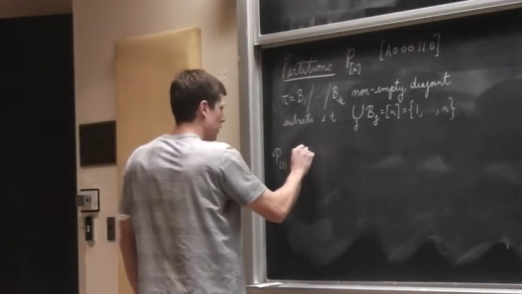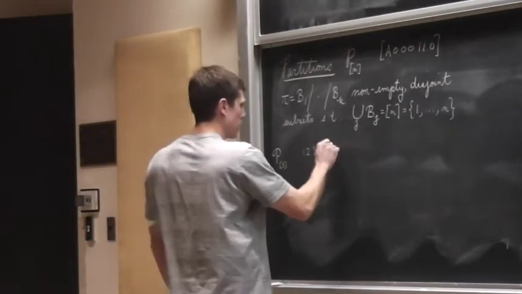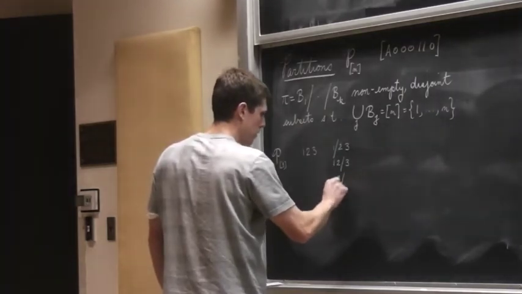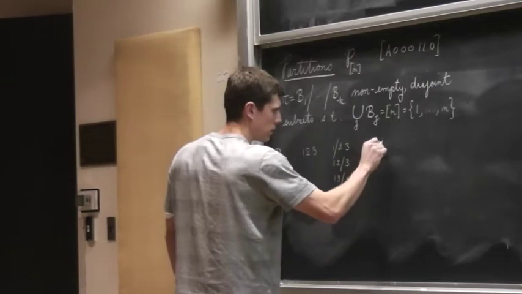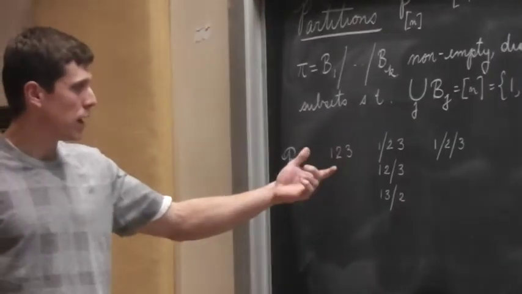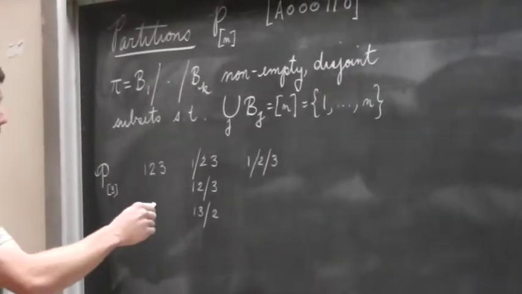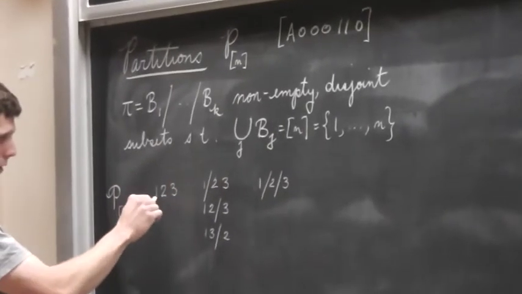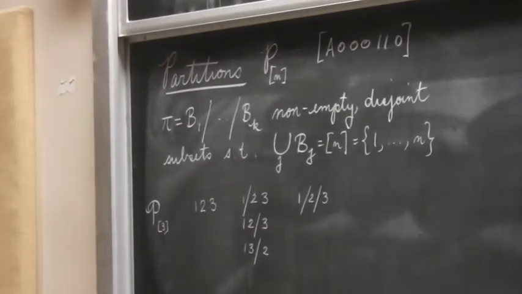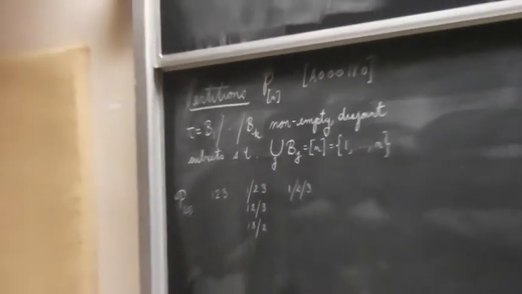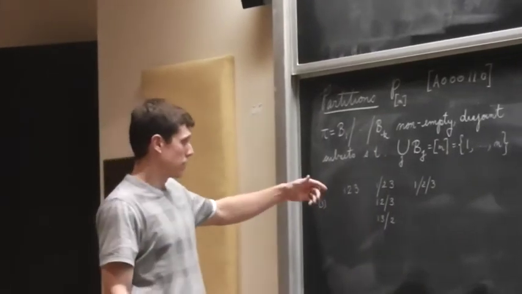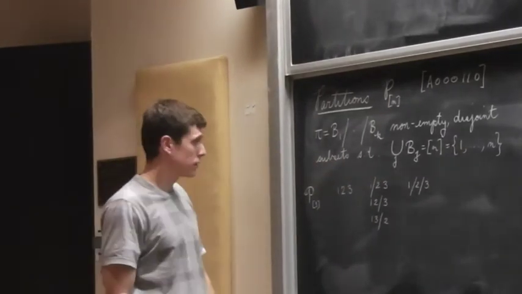When n is equal to 3, there are 5 partitions, as we see here. I'm listing the blocks in increasing order of their smallest elements, and I'm not going to separate them by commas or anything like that. This is the trivial partition with 1 block. Here we have 2 blocks, and here we have 3 blocks. And these are counted by the Stirling numbers of the second kind when we consider the number of blocks.